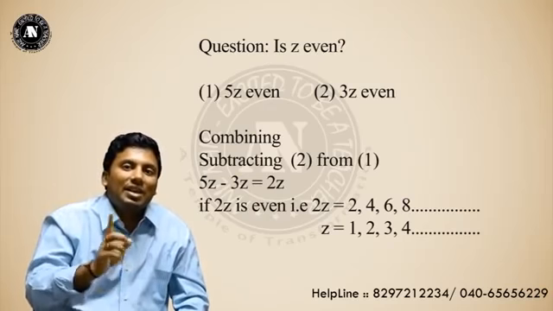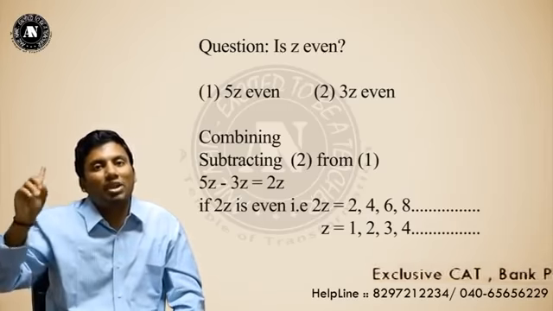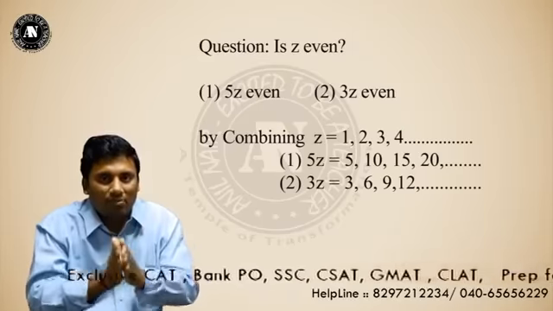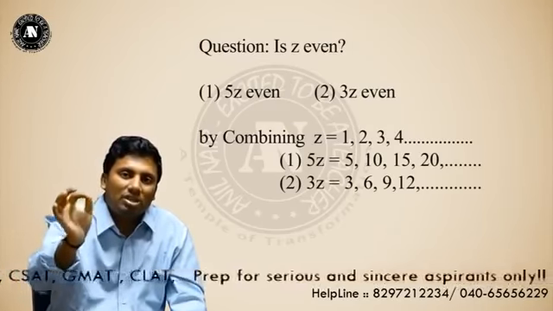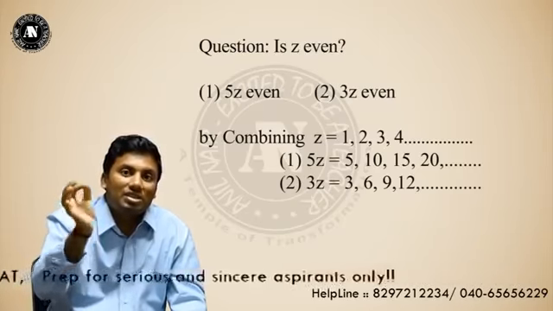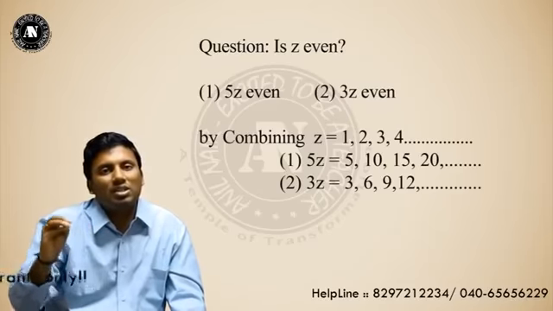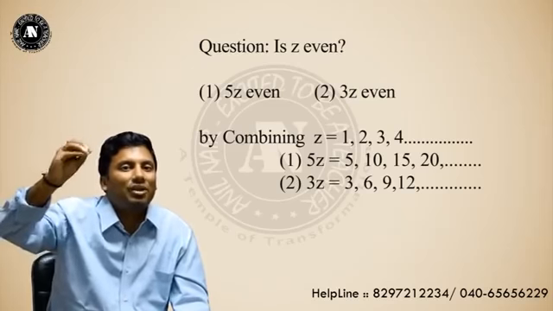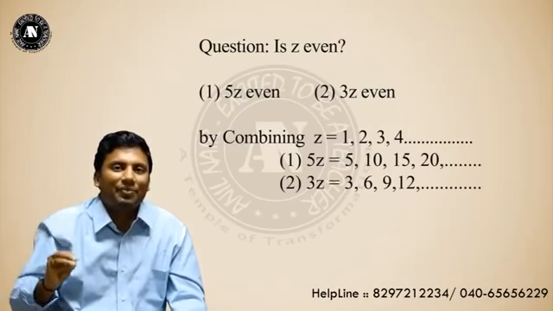Again you might say that statements 1 and 2 combined is also giving more than one answer. Please remember, when you are combining both the statements, the answer you got after combining should satisfy the statements which you combined. That means you got Z equivalent to 1, 2, 3, 4. Z is 1, does it make 5 into 1, 5, even? No, that means 1 cannot be taken.